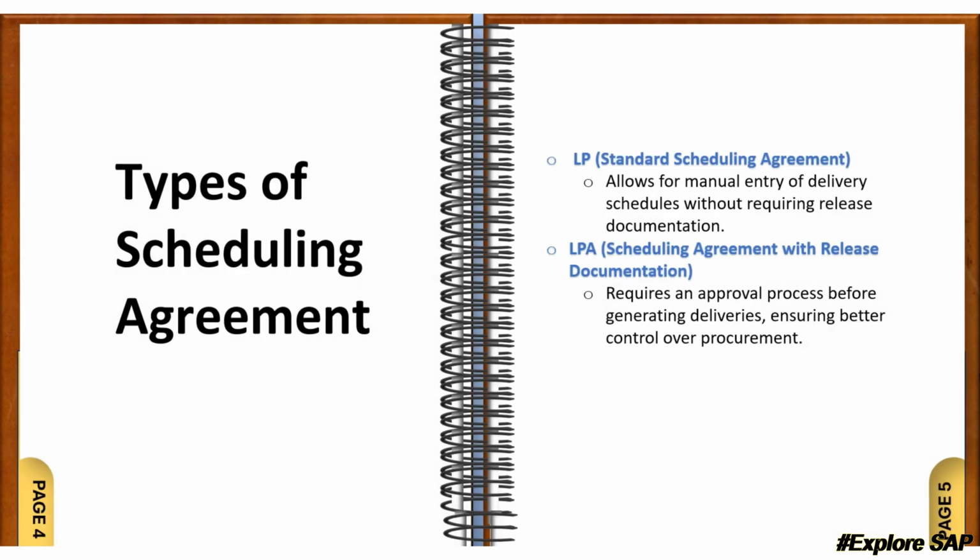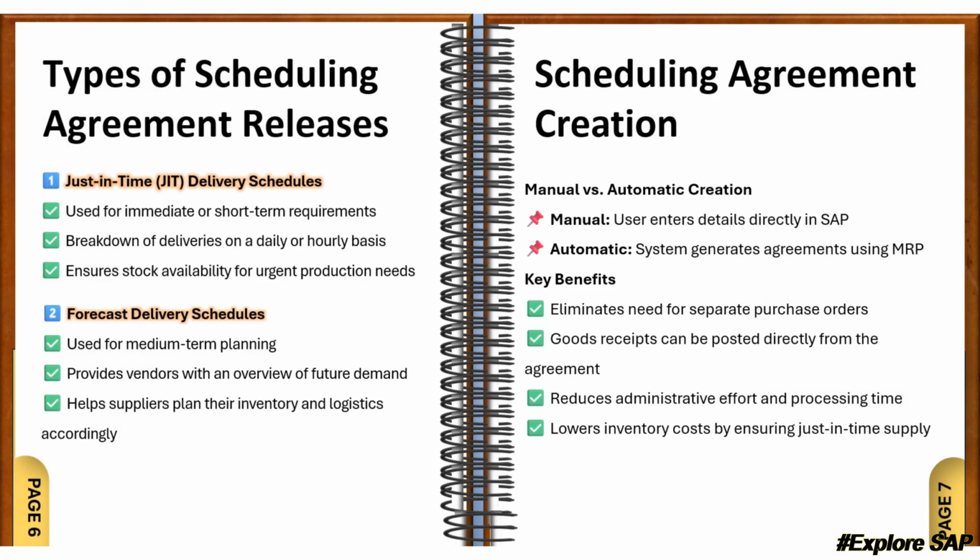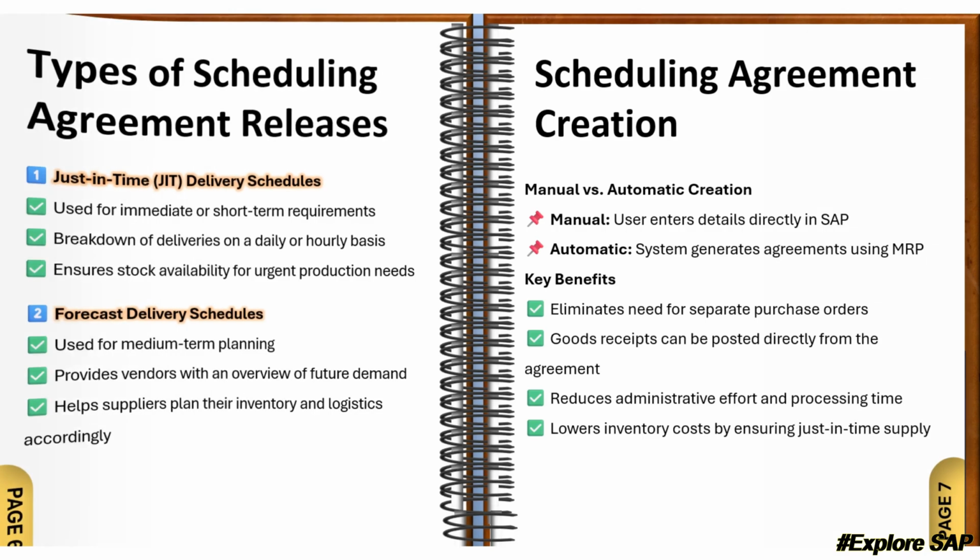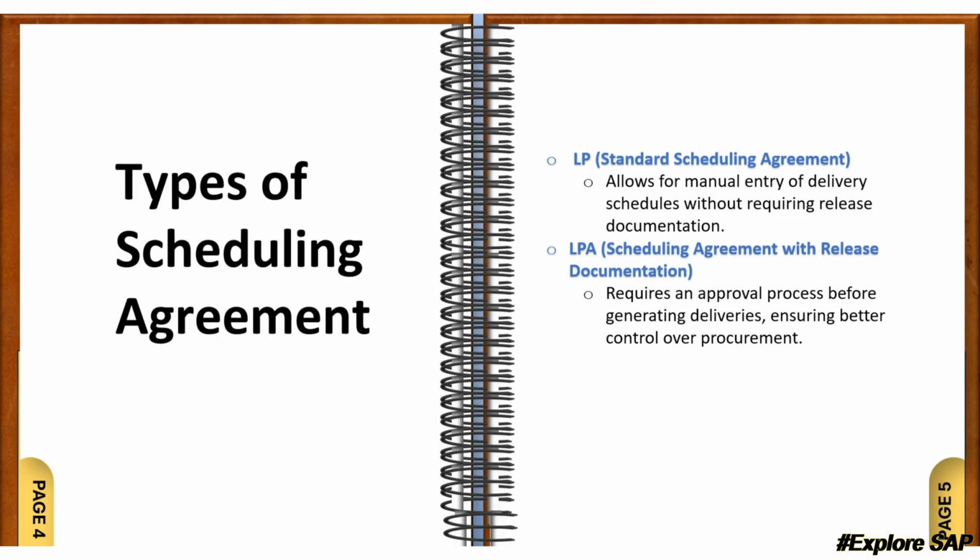Next, there are two main types of scheduling agreements in SAP. LP, Standard Scheduling Agreement, allows for manual entry of delivery schedules without requiring release documentation. LPA, Scheduling Agreement with Release Documentation, requires an approval process before generating deliveries, ensuring better control over procurement. The key difference is, the LP agreement allows direct scheduling, whereas the LPA agreement requires releases to confirm and authorize deliveries.